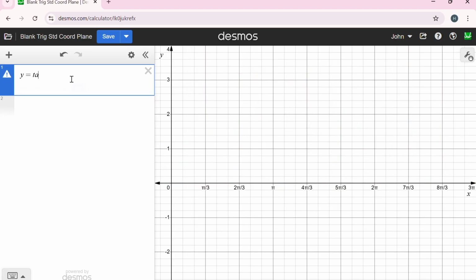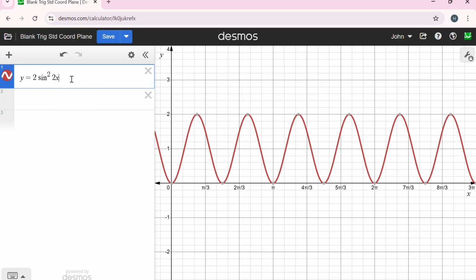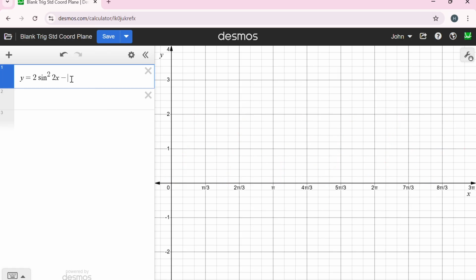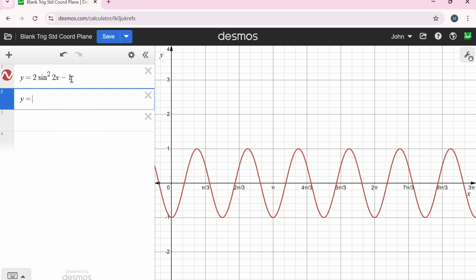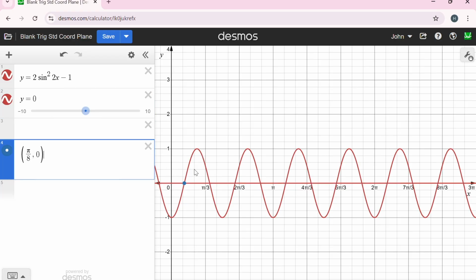I have 2 sine squared of 2x minus 1, and y equals 0. And this has got a bunch of solutions.